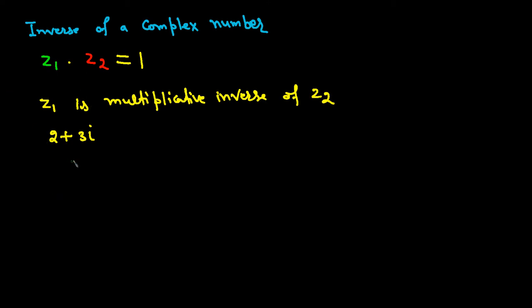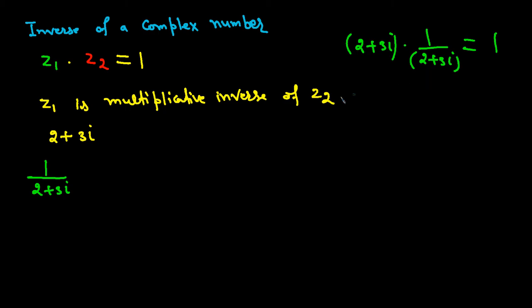So what will be the multiplicative inverse? That will be 1 over 2 plus 3i. See, if you've got 2 plus 3i and you multiply it by 1 over 2 plus 3i, then the answer is 1. This is the condition. So this number here is a multiplicative inverse of this one. So 1 over 2 plus 3i is a multiplicative inverse of 2 plus 3i.